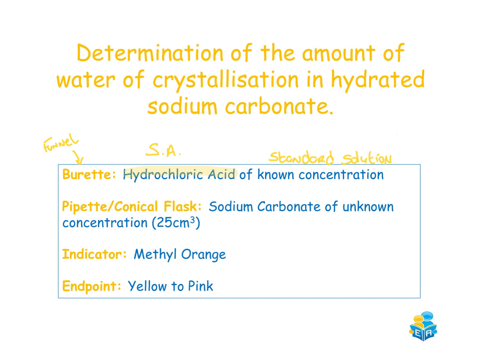Now, if we move on to our pipette and our conical flask, we know that we have sodium carbonate present in our pipette and our conical flask, and I'm going to highlight that in blue for us. This is a solution of unknown concentration, so this is the concentration that we're going to probably be figuring out at some point in our calculations.